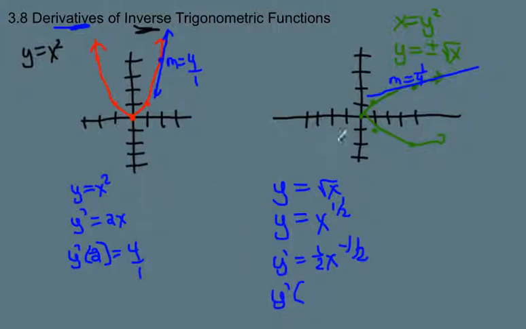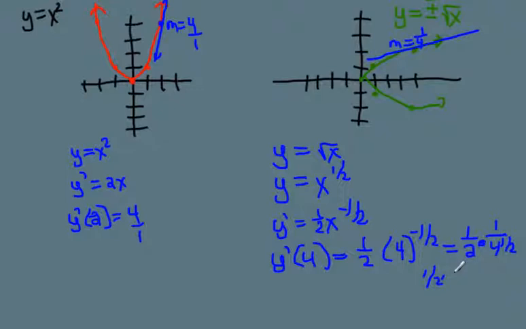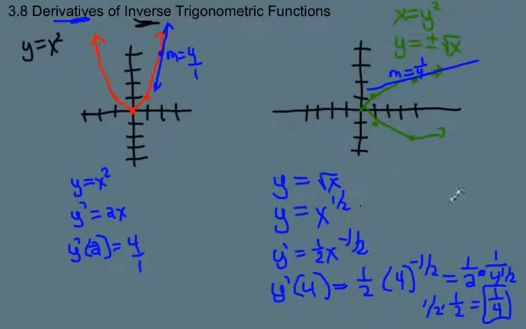Now we don't want to plug in 2 this time because it's at 4. So if I plug in 4, that's going to be 1/2 times 4 to the negative 1/2. That's 1/2 times 1 over 4 to the 1/2. And 4 to the 1/2 is 2, so that gives us 1/2 times a half, which will give us 1/4. So that's going to be our connection as we work with inverse functions and looking at the derivatives.